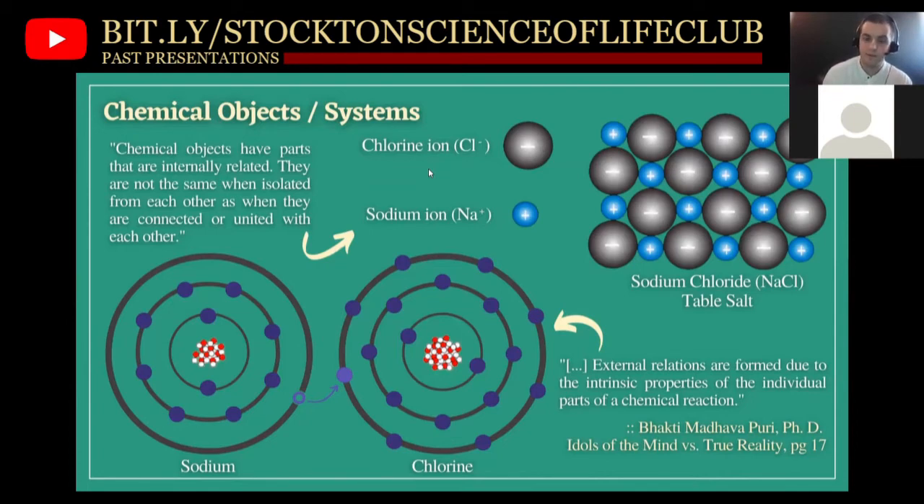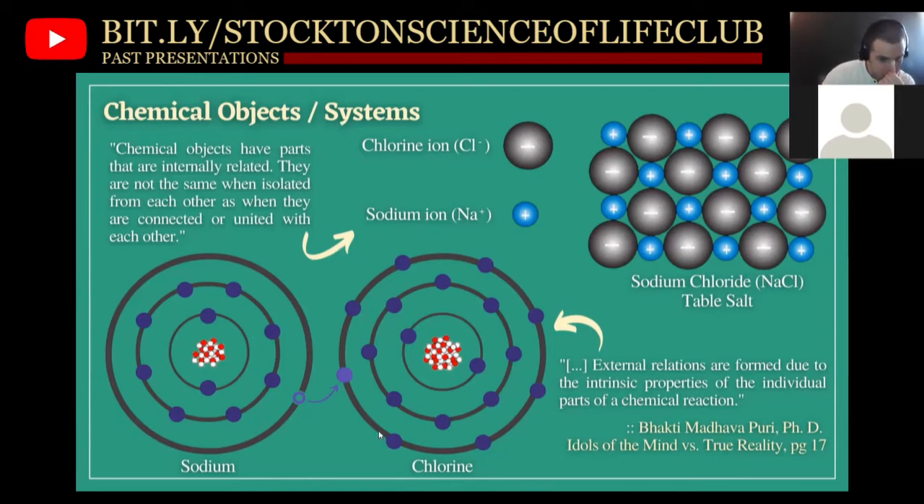So this is different from the clock, because the gears still were gears inside the clock. They were just doing something different. Here, the chlorine and sodium ions are completely changing. They're a whole new substance. Salt is different than sodium and chlorine. So external relations are formed due to the intrinsic properties of the individual parts of a chemical reaction.